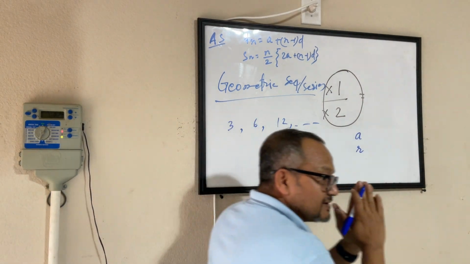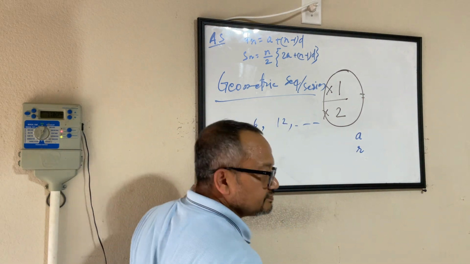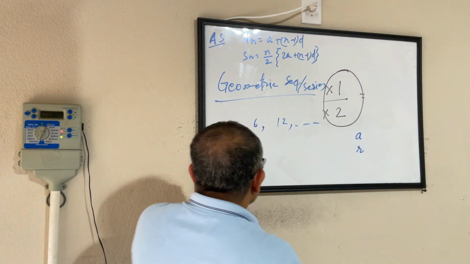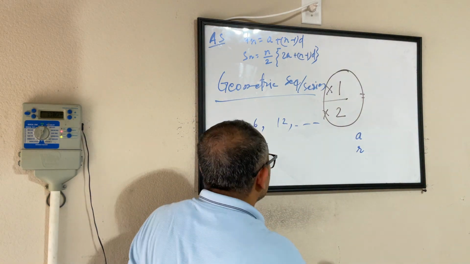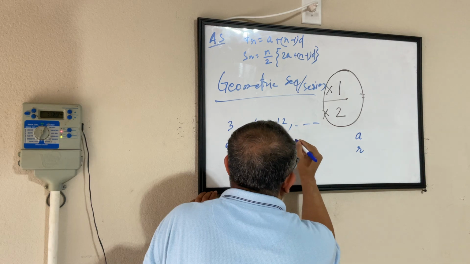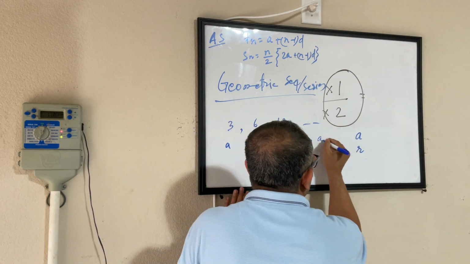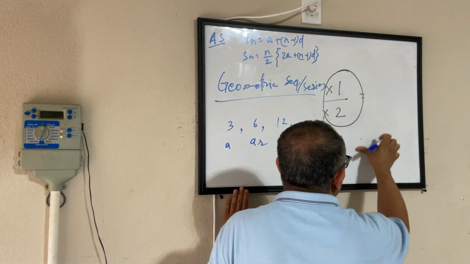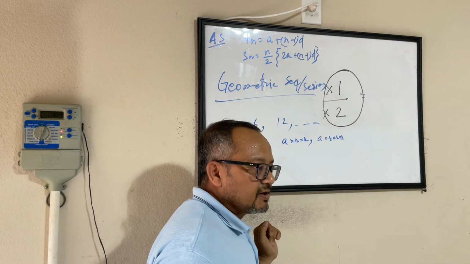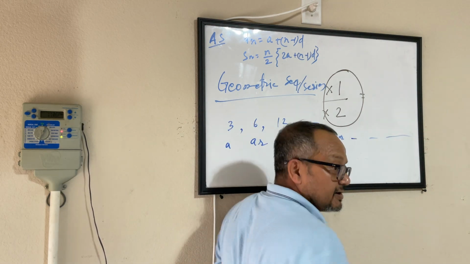Now let's try fitting this in here. This is my A. This is my A times R. This is my A times R times R. A times R times R times R, and then the journey continues. Is it making sense to everybody? So this is going on.